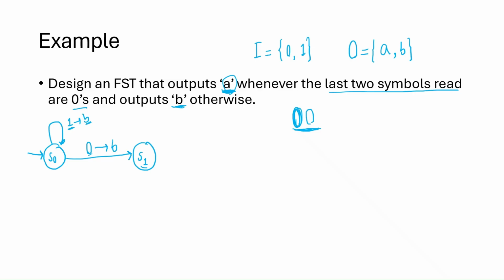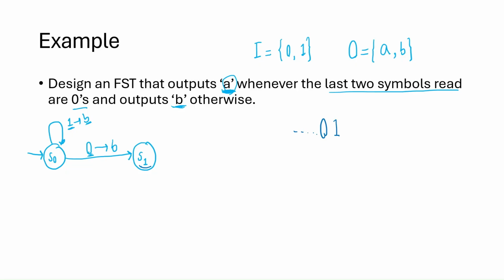Okay, so here we go. We are at S1, which means that we have read a 0. The last symbol that we have read is a 0. Before that, we don't know or we don't care. That's why we are here at S1. And now we are waiting for the second 0 to output an A. But what if we see a 1 instead of a second 0?